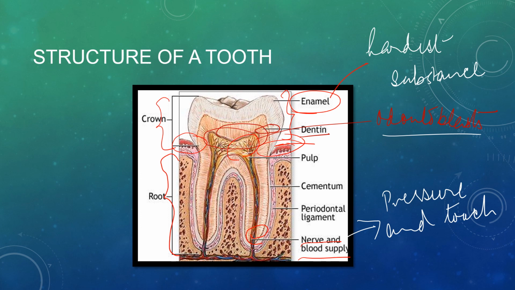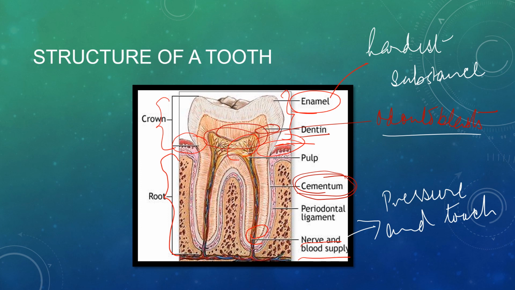Now the root of the tooth. This is the root, right? That part which is embedded within the gum is the root. It is covered by cementum or cement, which is a bone-like structure and is very hard and fixes the root to its position. It is hard and it is a bone-like structure.